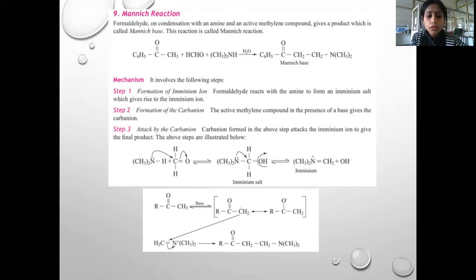Then the next step is formation of the carbanion. So acetone or a ketone or an aldehyde, in the presence of base, will rearrange itself. There will be a hydrogen shift from the alkyl group to the oxygen, and then that will form a carbanion. Now, since the carbanion is negatively charged and the iminium salt has a positive charge, these will both combine together, and this carbanion attacks the iminium salt, and then we get this product as the Mannich base.